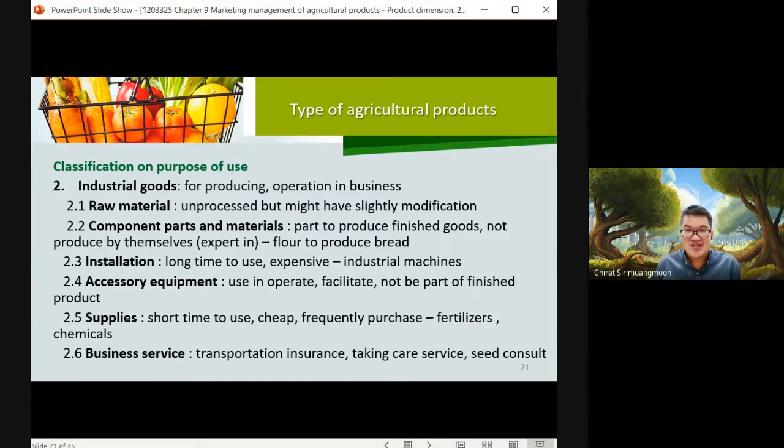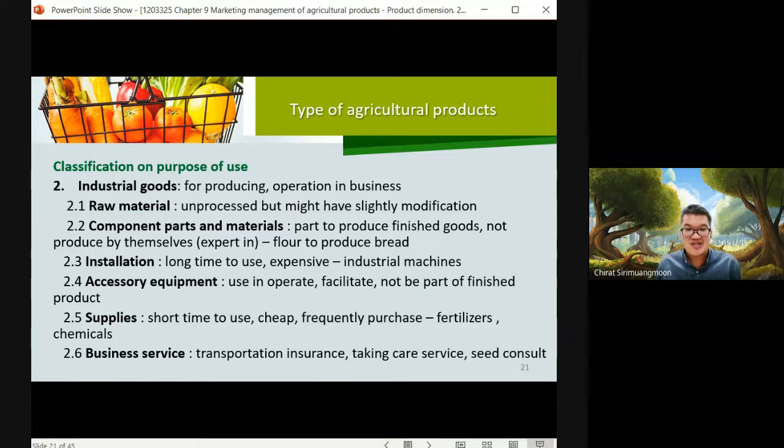Installation: sometimes you can have installation as industrial goods, like when you have some process to build a huge dryer. You need to combine many pieces of equipment, so we call it installation. Normally it takes time and it's very expensive.